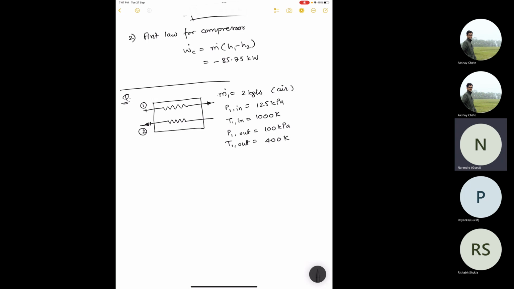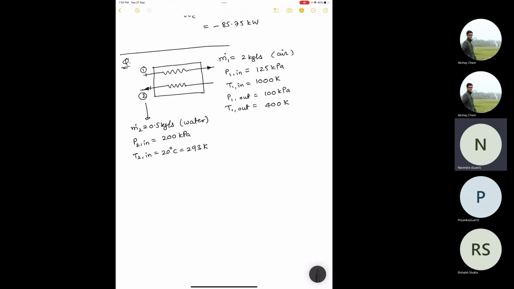Oh no, the second one is water. So m dot 2 is 0.5 kg per second. It's liquid water, and it is entering at 200 kilopascal. It's forced convection, and the inlet temperature is 20 degrees Celsius. We'll write everything in Kelvin only, just to avoid that mistake which I made some time back. And it is leaving at the same pressure, so there is not much pressure drop in the second stream.